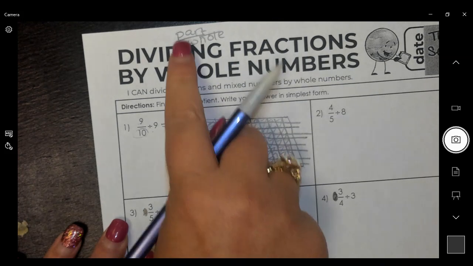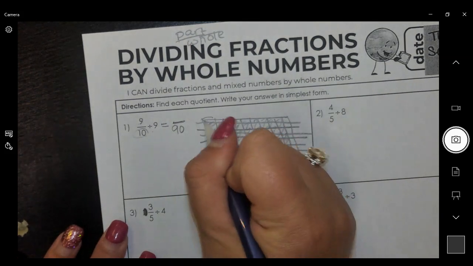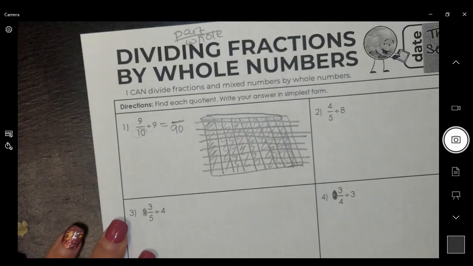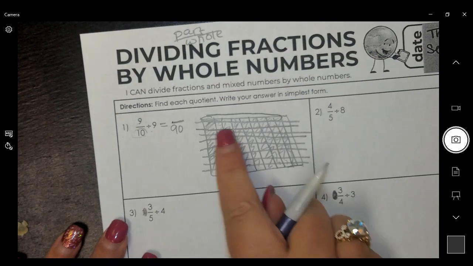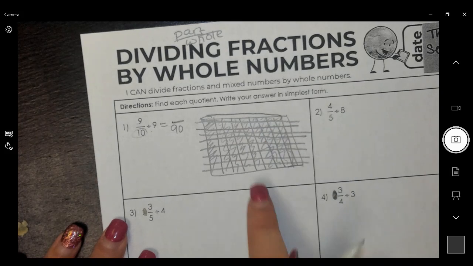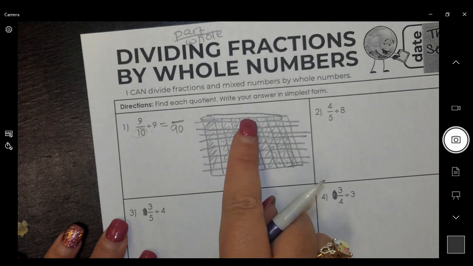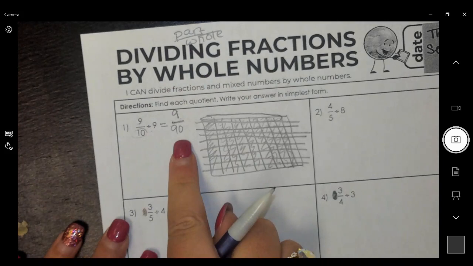So we get our numerator as our part. If I'm dividing by 9 people, how many pieces out of the whole is each person going to get? So we can circle the shaded in region on the top row, and that's going to represent what each person's going to get. And they're going to get a total of 1, 2, 3, 4, 5, 6, 7, 8, 9 pieces. So we have 9/90 here.